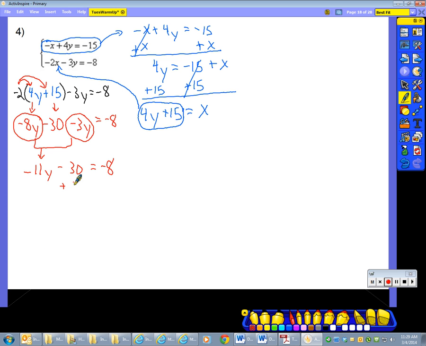I'm trying to get y by itself, so I need to get rid of this negative 30, so I'm going to add 30 to both sides. And I'm left with negative 11y equals a positive 22. And I'm going to divide this side by negative 11, because that's the opposite of multiplying a negative 11. I got to keep it balanced. Divide that side by negative 11 also. And I have y equals negative 2. And the reason it's a negative 2 is because when you divide a positive and a negative, you get a negative answer.